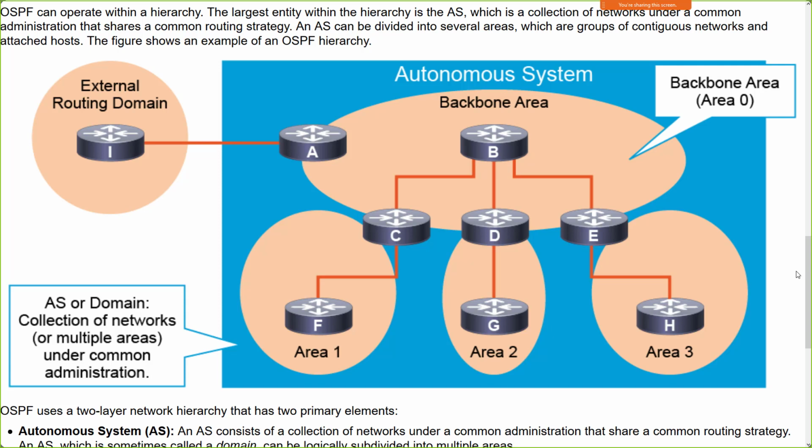If you have an ASBR that is attached to a special area type, and there are only two, a not so stubby area and a totally not so stubby area, then that would be what we call an external NSSA route. So it would show up in the routing table as an ON1 or an ON2 route. But what do those external routes represent? Those external routes represent the external prefixes that are being redistributed. All right, and again, it's very, very complex, right?